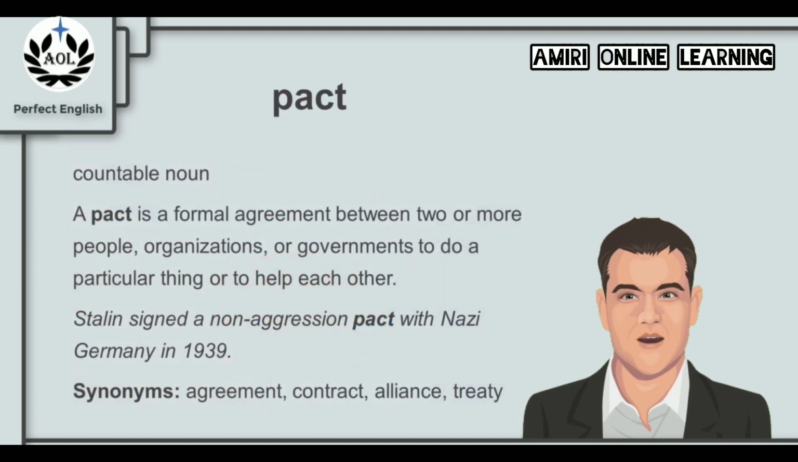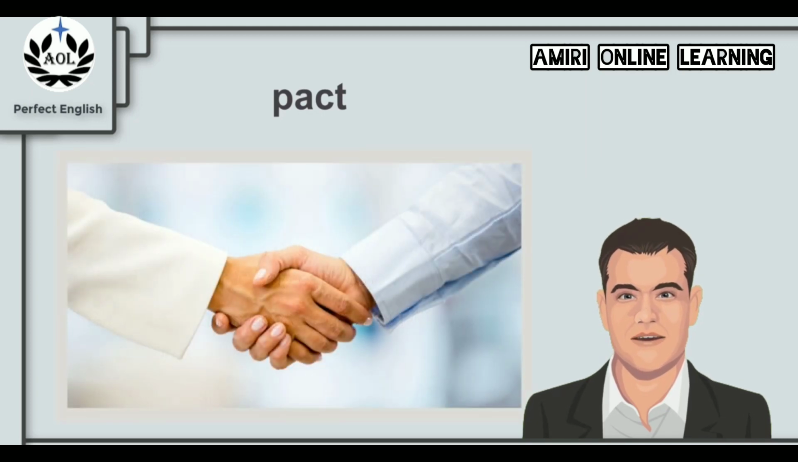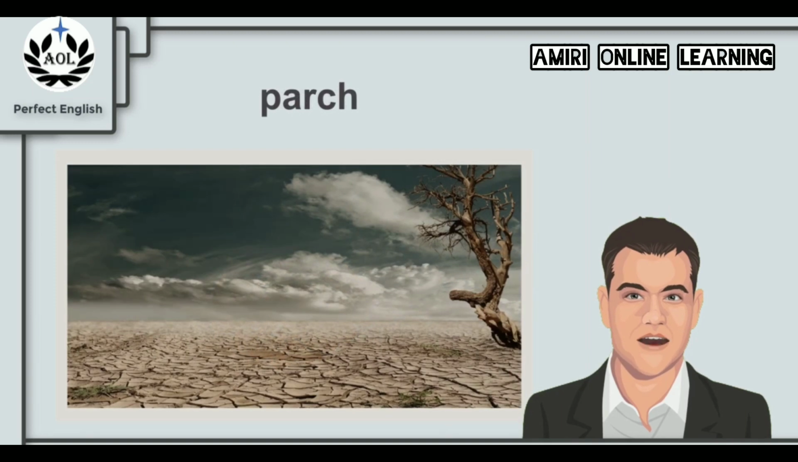A pact is a formal agreement between two or more people, organizations, or governments to do a particular thing or to help each other. For example, Stalin signed a non-aggression pact with Nazi Germany in 1939. It's kind of a formal agreement. And synonyms for pact are the words agreement, contract, alliance, or treaty. So the next time you remember this picture with the firm handshake, remember the word pact and what it means. And now for the next key word, parch.